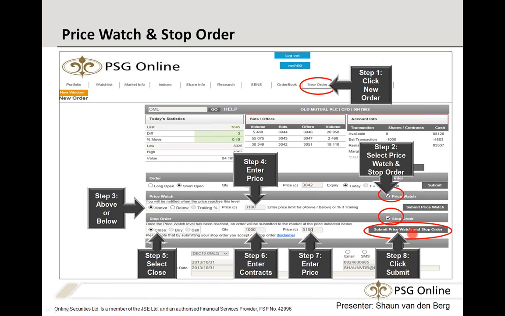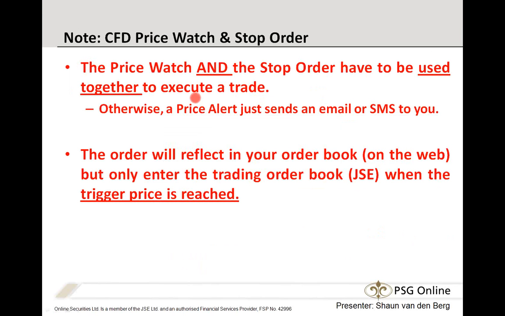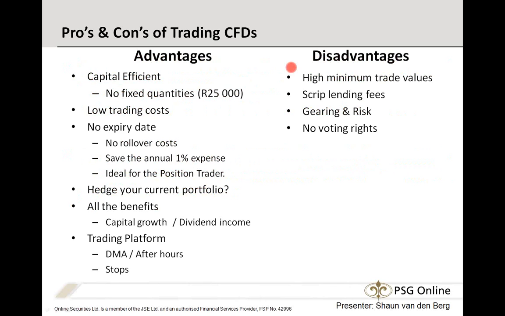It goes into my price watch. Then wait there. Again, same scenario. You need to use the price watch and the stop order together to execute the trade. If not, you'll get just an SMS and email. Very important that you use the price watch and stop order together. They work as a trigger and a bullet. Okay. Only when the order gets triggered will it be reflected on your order book. Okay. So I hope that makes sense to you guys.